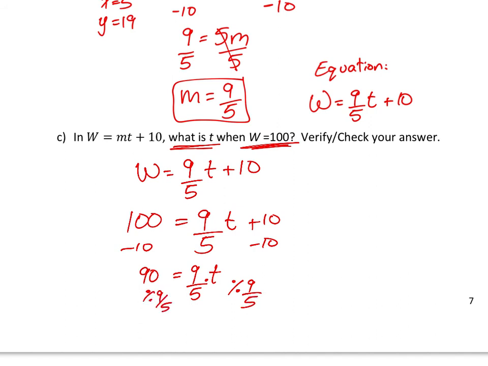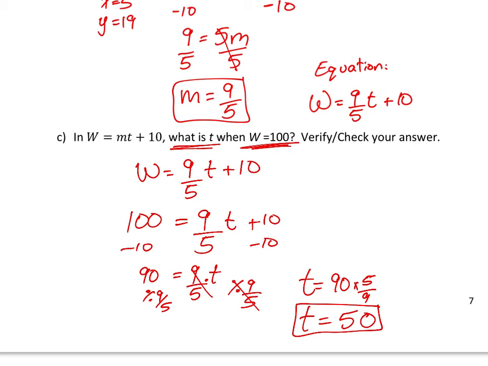When you're dividing by a fraction, you flip and multiply, so the t is left by itself, and we're left with 90 times 5/9, which is equal to, when you calculate it out, 50. So t is equal to 50 when w equals 100.